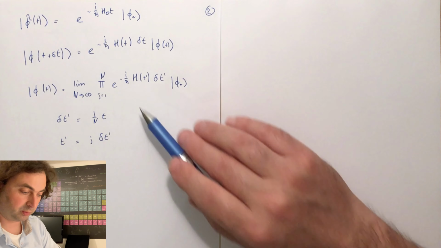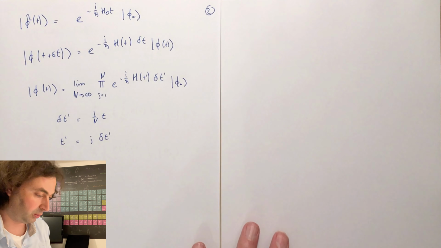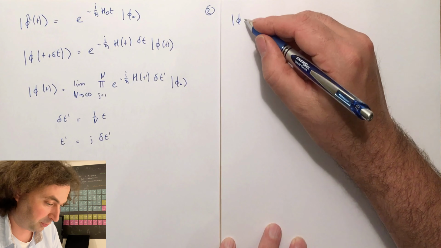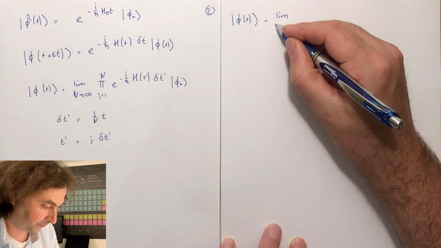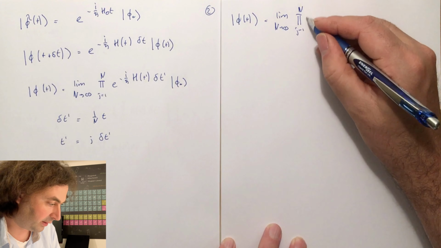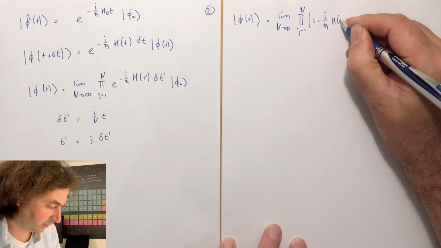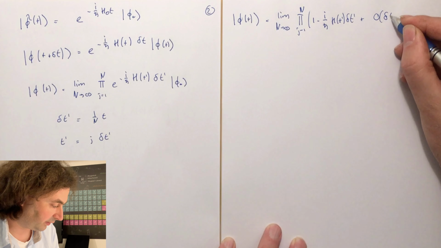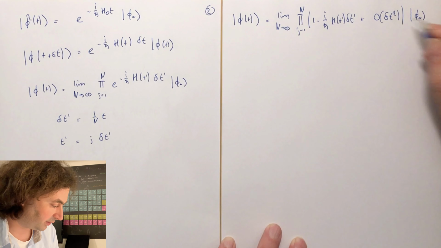But first of all, we want to write a Taylor series in terms of delta t prime, because we can neglect all orders higher than the linear order in delta t prime, as we will take the limit of delta t prime to 0. So we find that psi of t is the limit of n to infinity, product j is 1 to n, of 1 minus i over h bar, H(t prime) delta t prime, plus things quadratic or higher orders in delta t prime, and they will all go to 0 as delta t goes to 0.